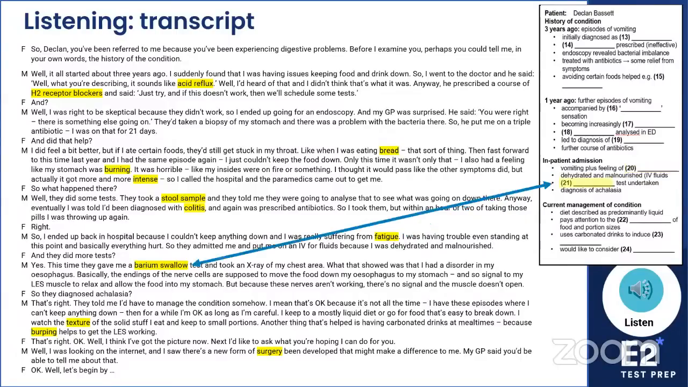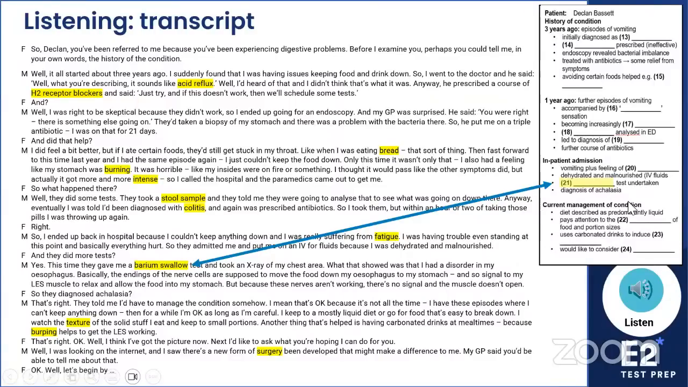Yes. This time they gave me a barium swallow test and took an X-ray of my chest area. What that showed was that I had a disorder in my esophagus. Basically, the endings of the nerve cells are supposed to move the food down my esophagus to my stomach, and so signal to my LES muscle to relax and allow the food into my stomach. But because these nerves aren't working, there's no signal and the muscle doesn't open. So they diagnosed achalasia? That's right.